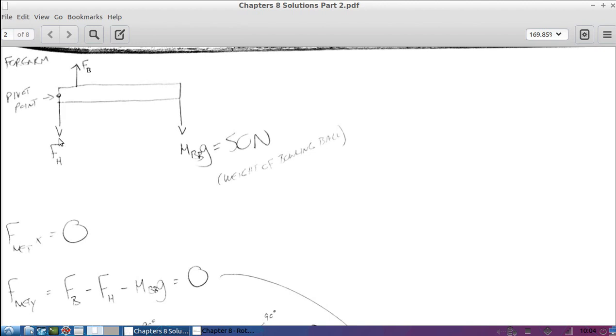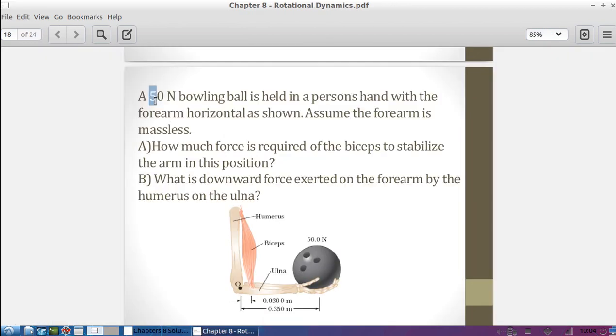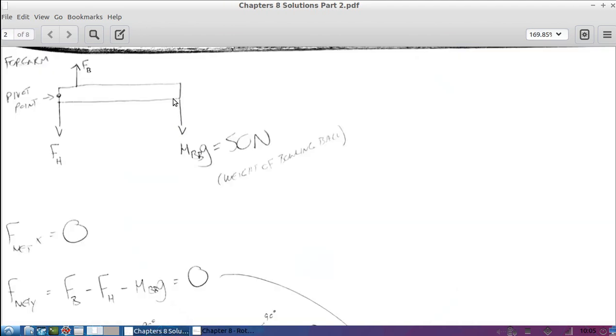I've got the humerus force in the negative y direction. I've got the weight force due to the bowling ball in the negative y direction. And here's one of those cases again where they just give us the weight. I don't have to multiply this number by g or anything like that. It's not a mass. They're giving it to us in newtons. So the weight force due to the bowling ball is in newtons, so I don't have to multiply that by g.